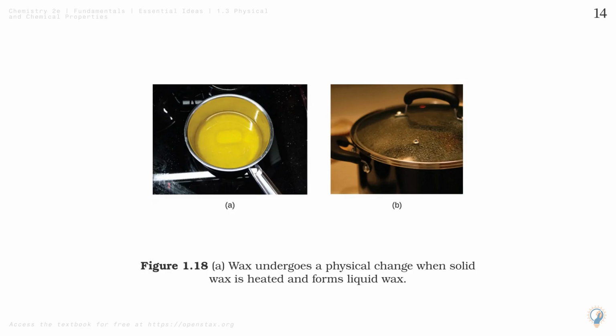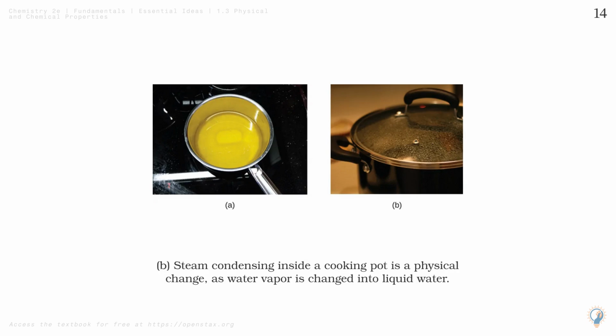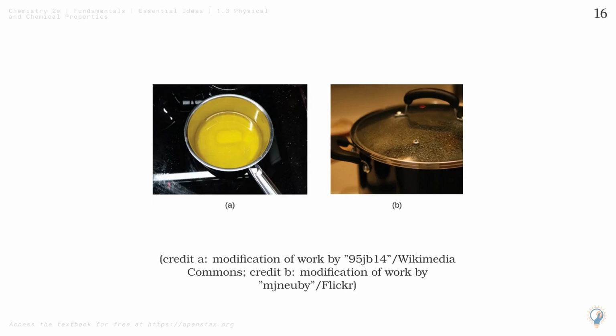Figure 1.18. A. Wax undergoes a physical change when solid wax is heated and forms liquid wax. B. Steam condensing inside a cooking pot is a physical change, as water vapor is changed into liquid water. Credit A. Modification of work by 95JB14/Wikimedia Commons. Credit B. Modification of work by mgeniubi/Flickr.